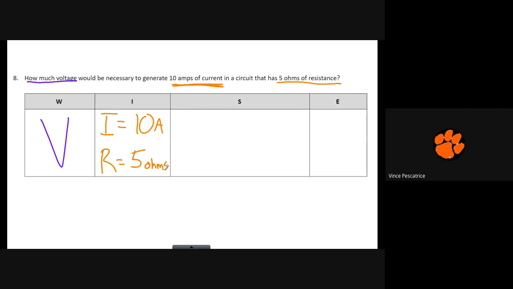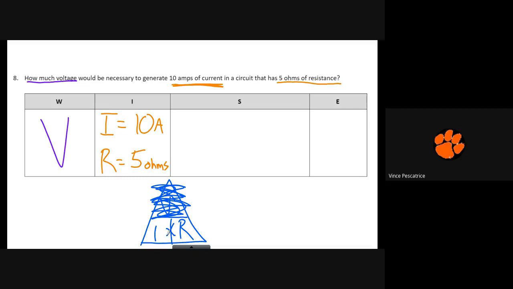All right, next step. Look at your triangle. V, I, and R. With this, you're looking for voltage, so you're going to cover up V. And since now this one's a little different, they're right next to each other. So since they're next to each other, it's going to be multiplication. So I times R, current times resistance.